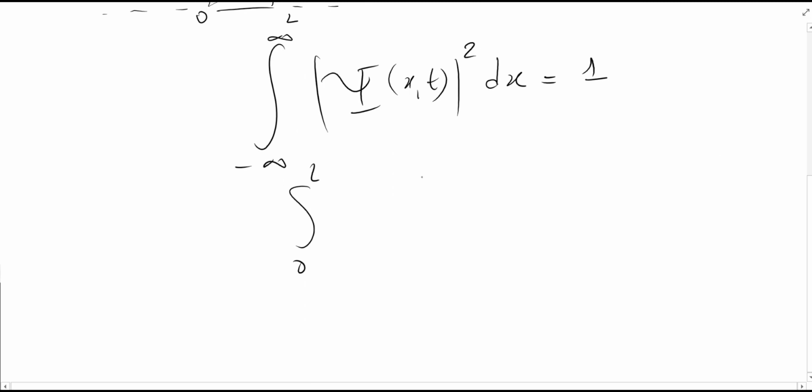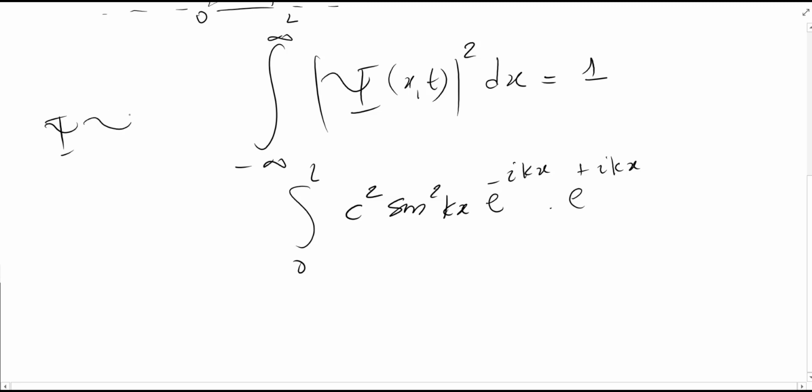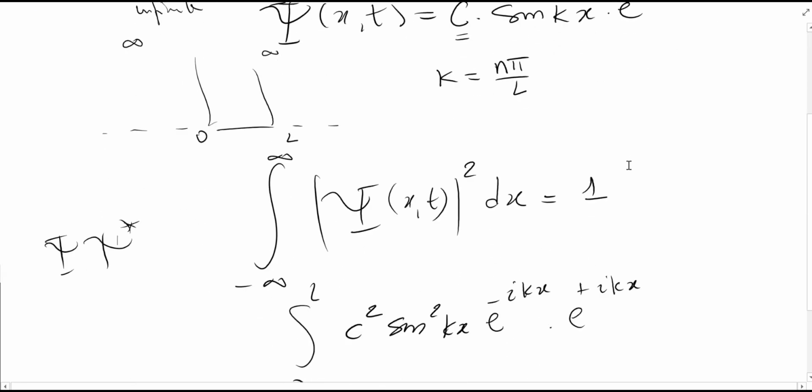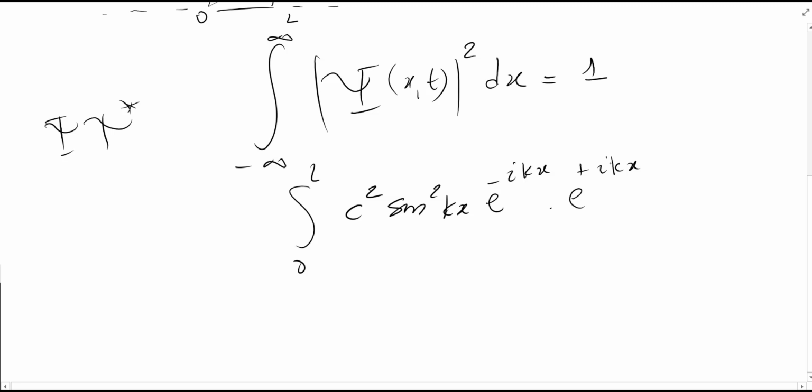So let's write it down. It's going to be C squared. First of all, I'm going to take C squared real because there is no need for it to be complex. And if it is, then we're going to put it between its absolute value too, to get the modulus of that. So the sine times sine is going to be sine squared, but again the exponential of minus ikx times the exponential of plus ikx, because this product actually is psi times psi star. And the only place where we have a complex number in here is in the time component.